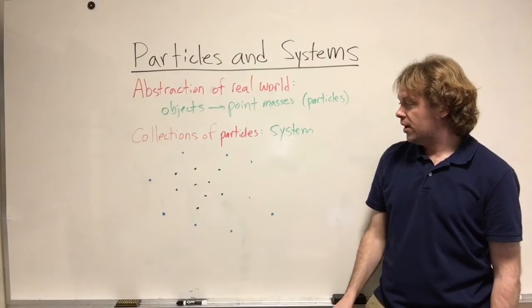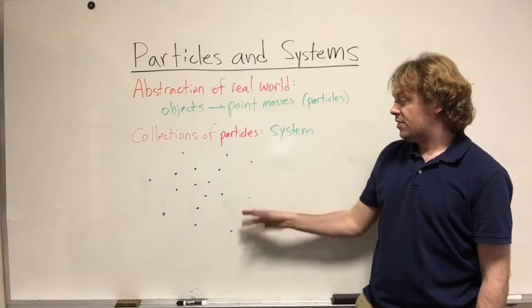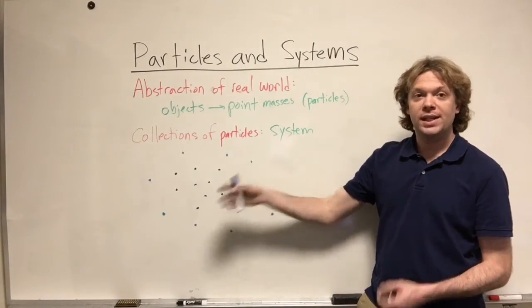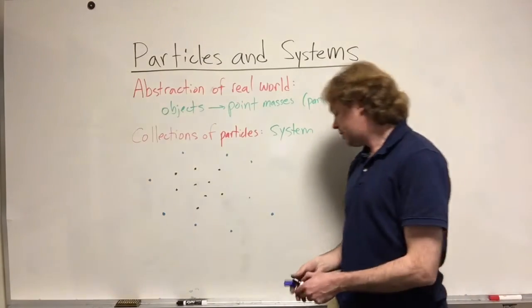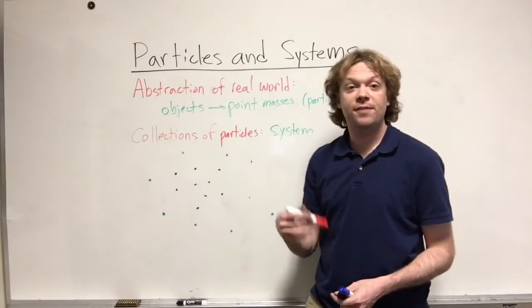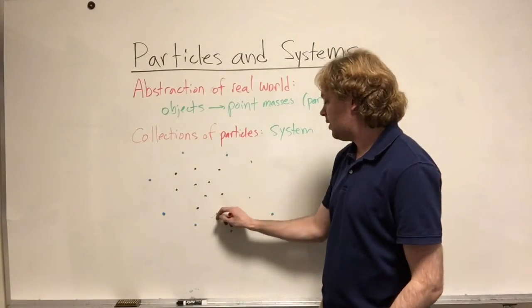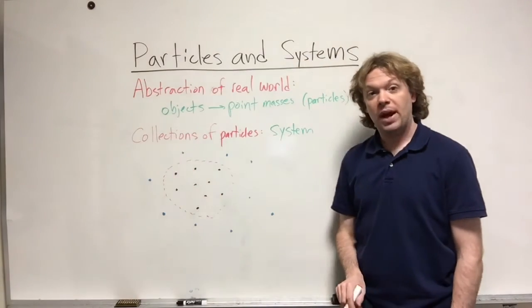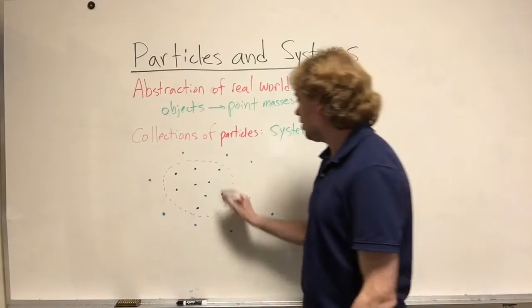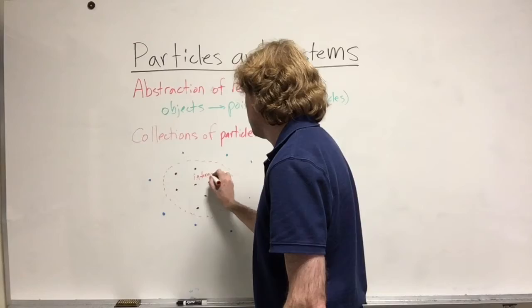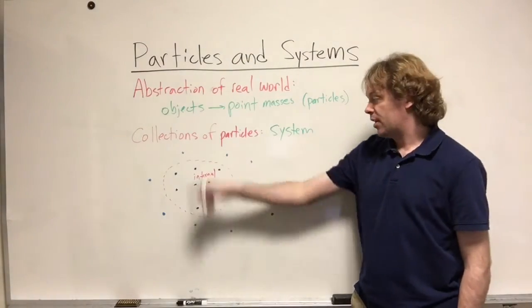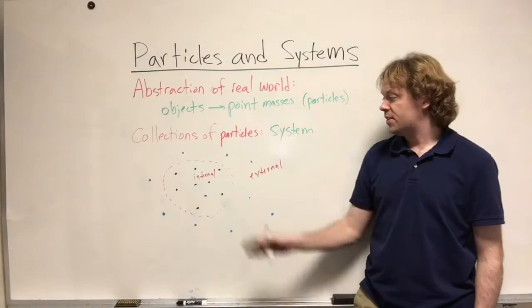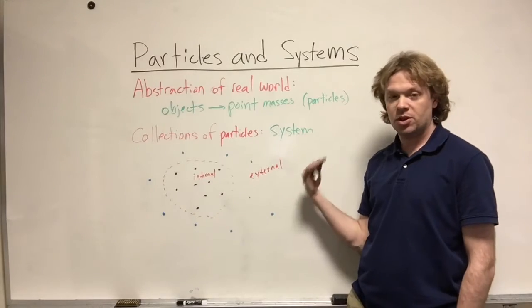So I've drawn on the whiteboard a series of dots, black and blue. The intention is that these dots represent objects which I've abstracted out to be points. The black points I want to be inside my system, and the blue points I want to be outside my system. So to define what my system is, I'm just going to draw a dotted line around all the black points. So now everything inside the red circle is in my system. I'm going to call that internal. And everything that's outside that dotted red line is going to be external. So now I have a system, I have things that are internal to my system, and I have things which are external to my system.